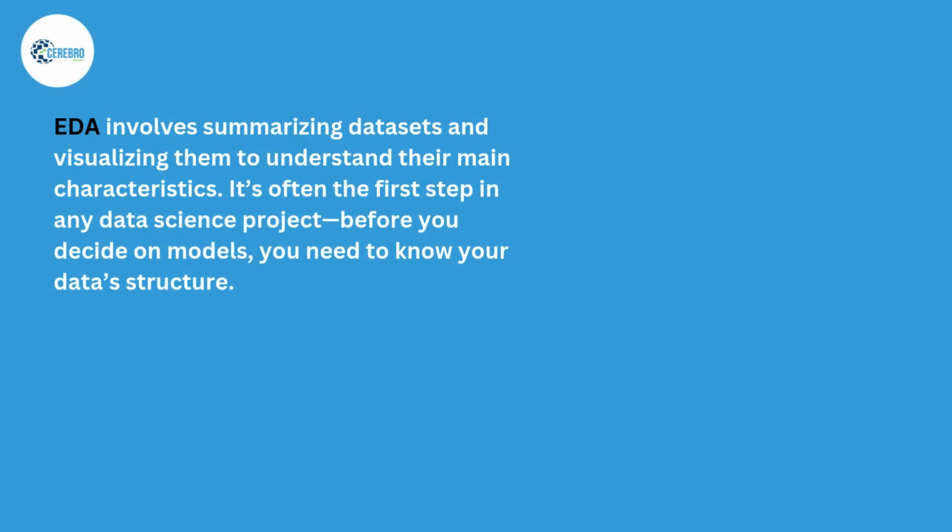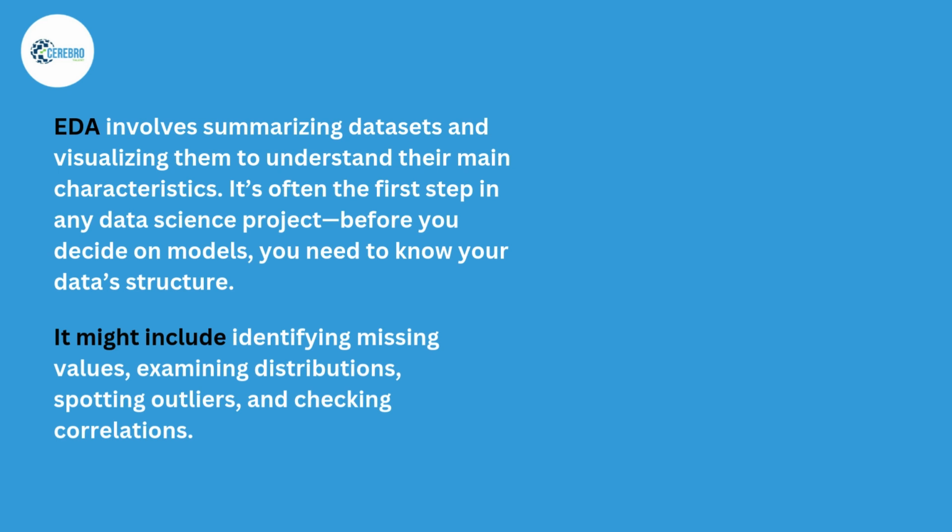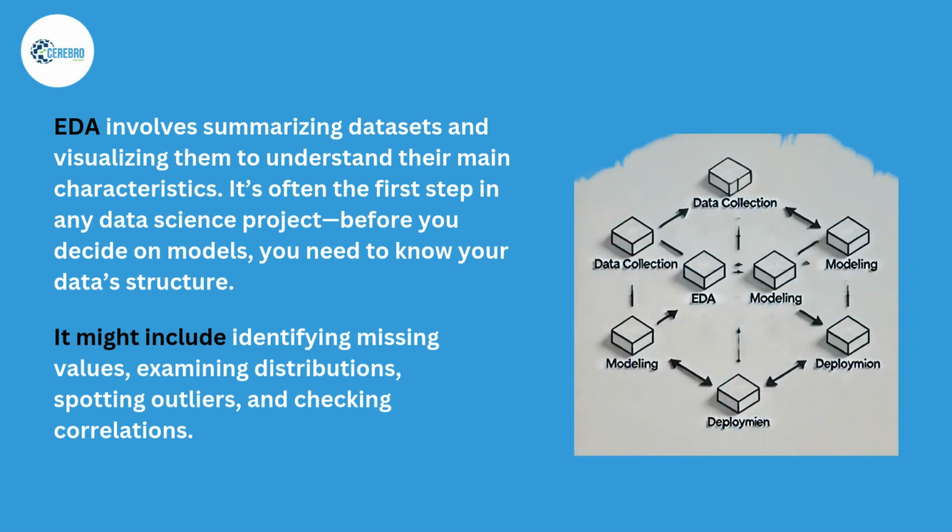EDA involves summarizing datasets and visualizing them to understand their main characteristics. It's often the first step in any data science project. Before you decide on models, you need to know your data's structure. It might include identifying missing values, examining distributions, spotting outliers, and checking correlations.